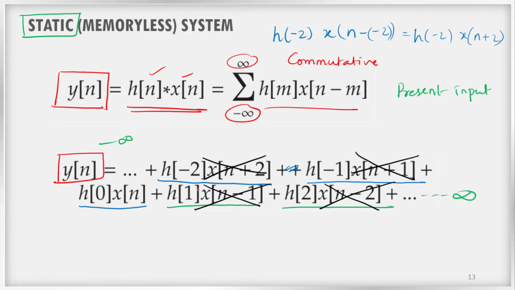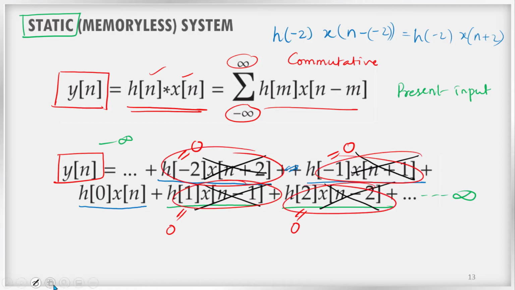Now we want to make them 0. How can we make them 0? It is easy. Let us make h of minus 2 0, h of minus 1 0, h of 1 0, h of 2 0. If you make these terms 0, all these terms will become 0, and we need only the present value. What is the present value? h of 0 into x of n, right?